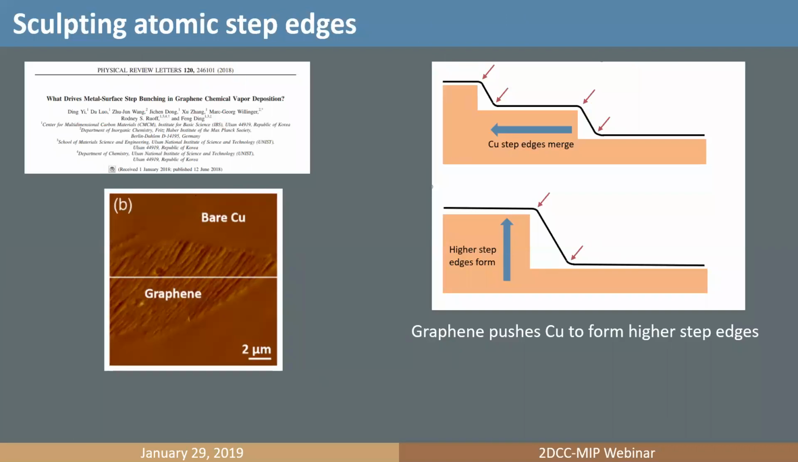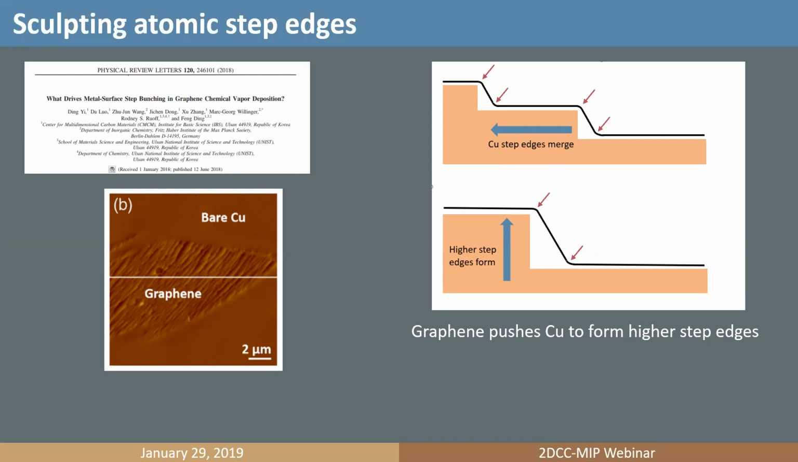So how do you create step edges in graphene? This was a paper that came out last year in the PRL. They explored why copper step edges, or any metal step edges, bunch together when growing in a CVD. This is the essence of the argument: imagine that you have two copper step edges, each of short height, and the graphene is draping over them. Now at high temperatures when graphene grows, the copper is not really a solid anymore. It can diffuse, it can flow.